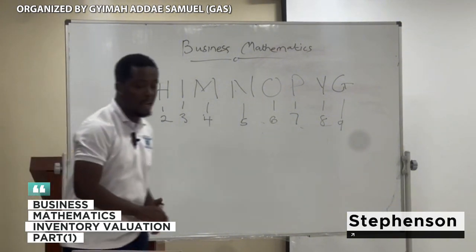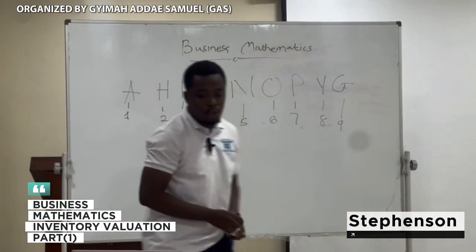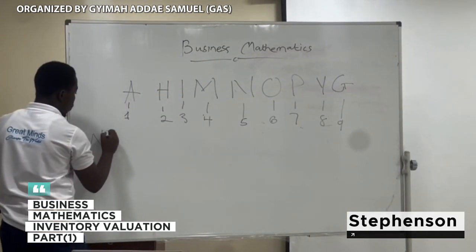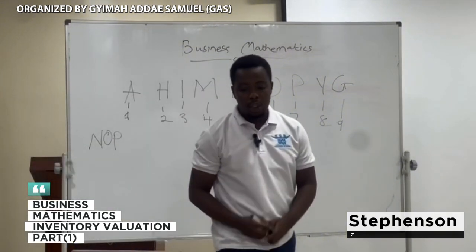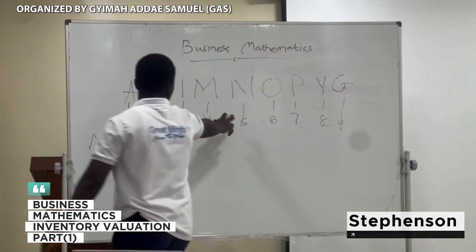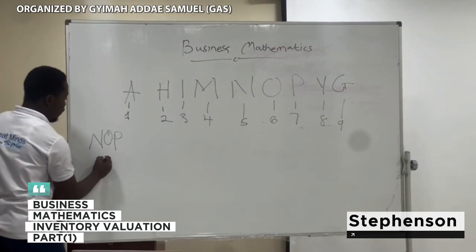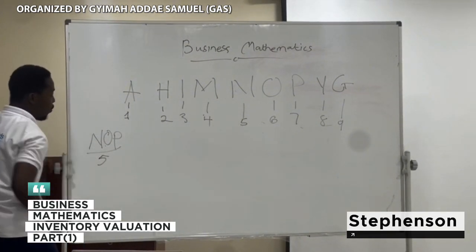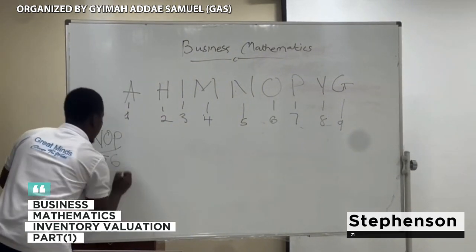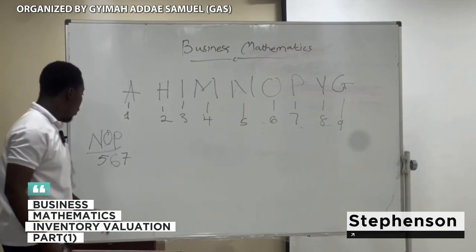Okay, so now let's take a proper example. I was just using this to explain it. Let's take a code of, let's say, NOP. Let's try and value this. We know that N maps to 5. Okay, so we have 5 with NOP. O, 6. P, 7. All right, so 5, 6, 7.